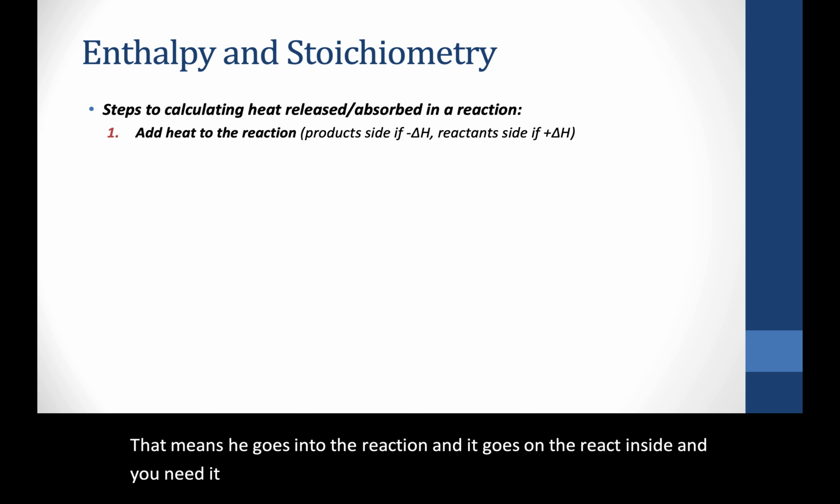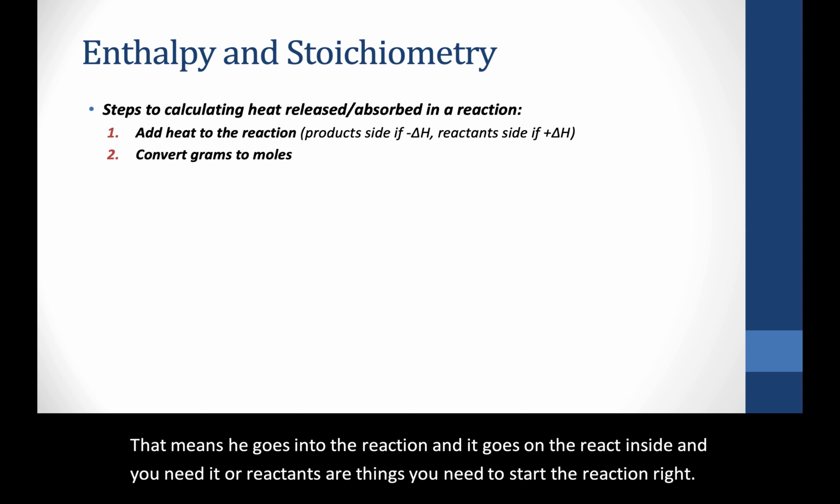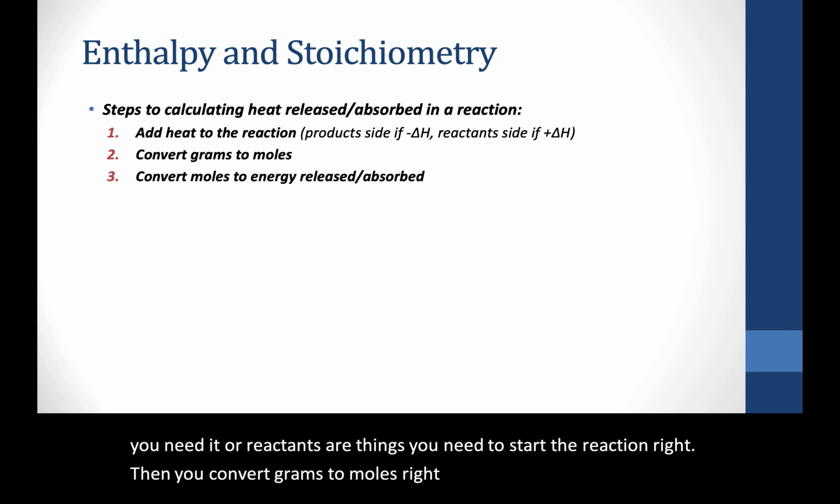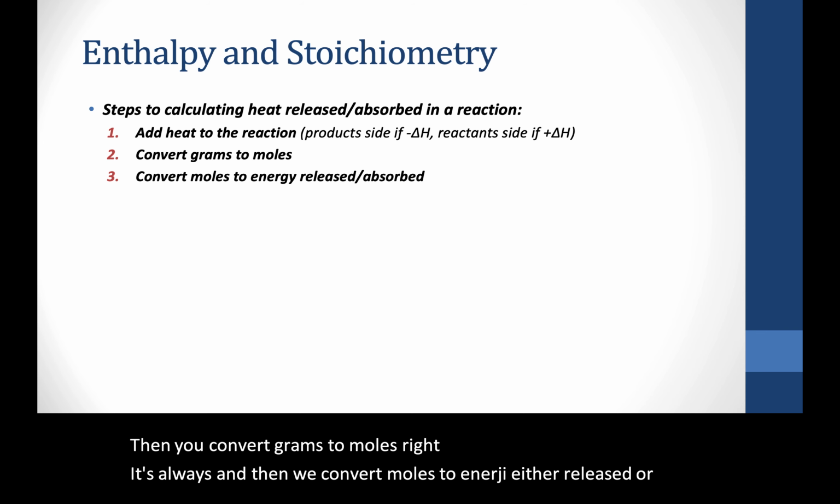If it was endothermic, positive delta H, the energy term would go on the reactant side. Then you convert grams to moles, just like always. And then we convert moles to energy either released or absorbed. So this will become more clear. Just 3 steps. It'll become more clear with an example.